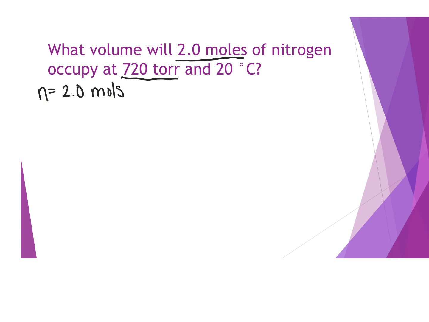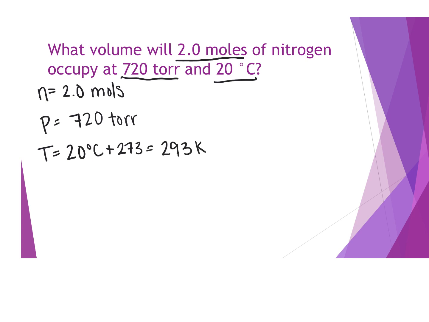Okay, 720 torr. Torr is a unit for pressure. What's that third number? Okay, so T is 20 Celsius. What is that in Kelvin? And then what are we solving for? And finally, what other variable is always given to you for the ideal gas law that isn't going to be in a word problem? Okay, so R.